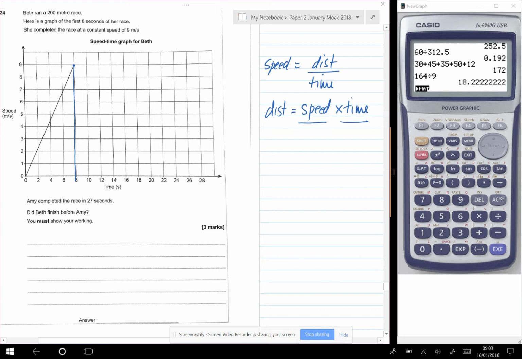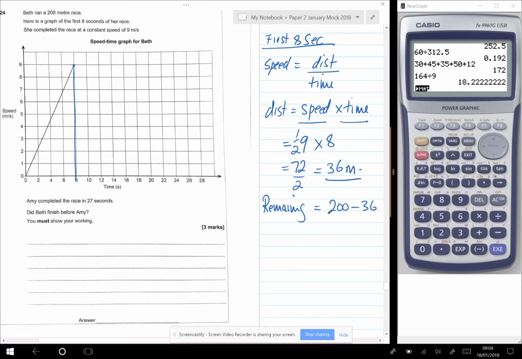So let's work out the distance travelled in the first 8 seconds. So let's write first 8 seconds here. The distance they've gone is the speed that they were doing, which is 9, times the time that took them, 8. So this is 72. Sorry, it's the area, so it's half of that, isn't it? Because it's a triangle: half the base times the height. So 72 over 2, which is 36 meters. So she's covered 36 meters in this first 8 seconds. Now that means the remaining distance to complete the race is 200 minus 36 meters, which of course is 164 meters left to go.